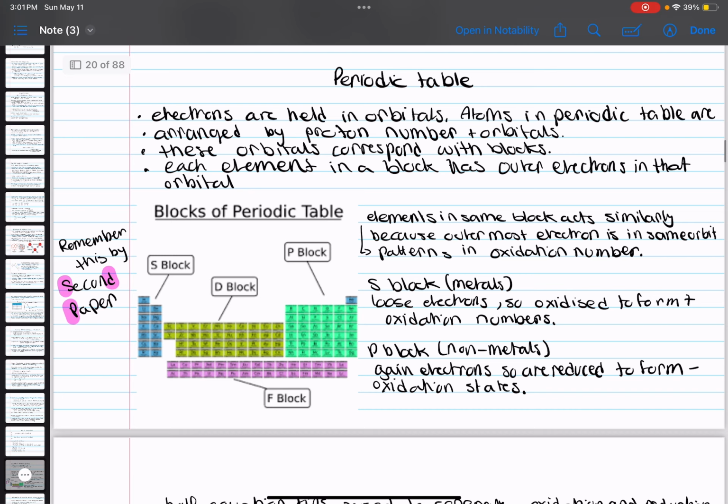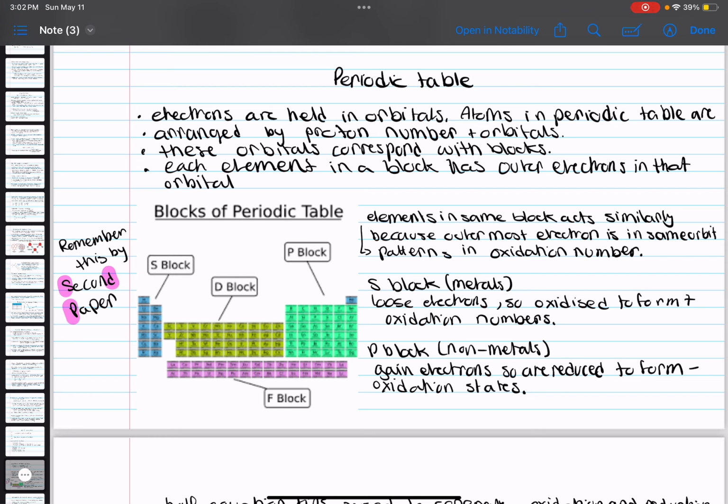So periodic table: electrons are held in orbitals. So atoms are arranged by proton number plus orbitals. These orbitals correspond with blocks. We have SPDF blocks. Each element in a block has an outer electron in that orbital. So remember this by the mnemonic, 'second paper', because it says SDP.